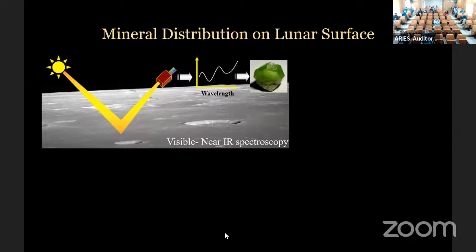So in this case, we are using the technique of reflectance spectroscopy. Sunlight falls on the lunar surface, gets reflected, and if you measure that reflected light at different wavelengths, you can identify the mineral.